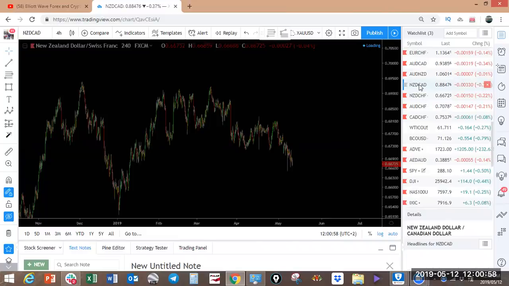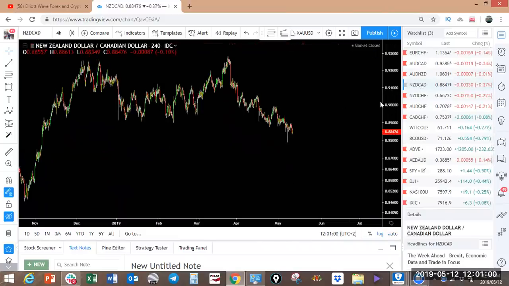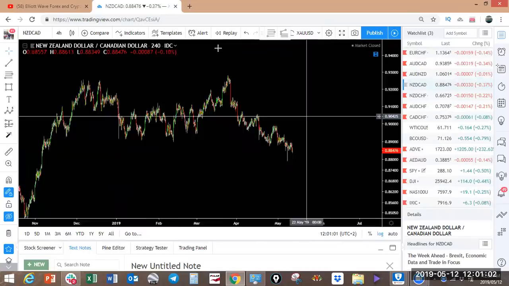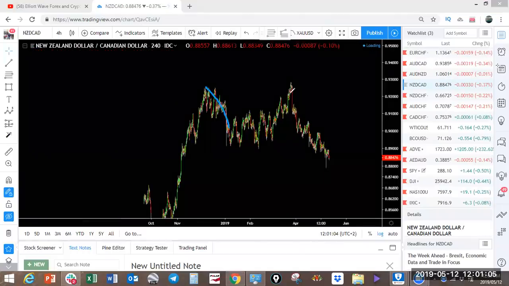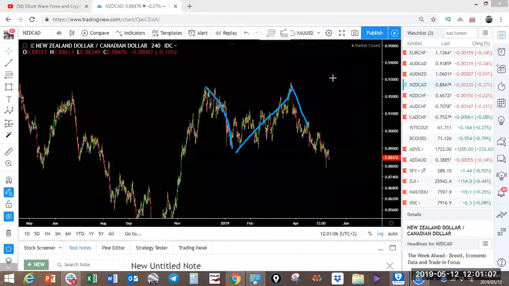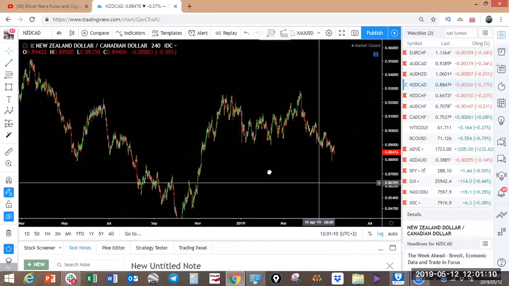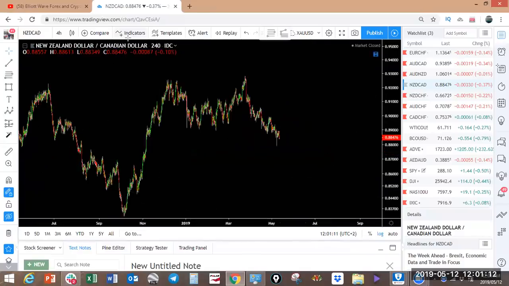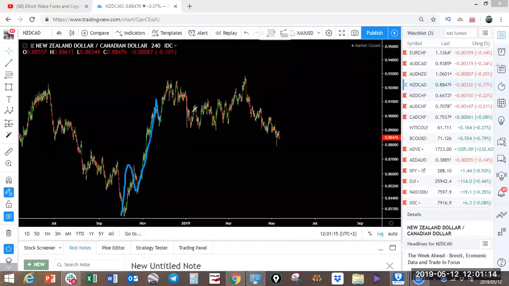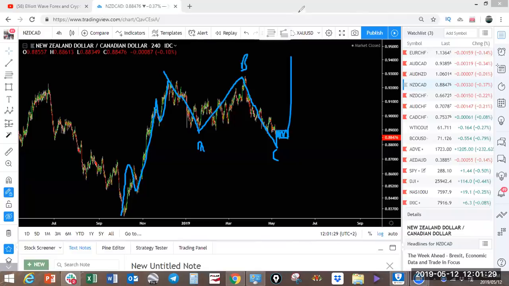New Zealand CAD. New Zealand CAD is making this structure. Yes, New Zealand CAD. 1, 2, 3. It started with a 5-wave move up. 1, 2, 3, 4, 5. You can see we've spoken about this 1, 2, 3, 4, 5 so many times. Now it's making the A and the B and the C in a regular flat structure. So we've got an impulsive move here. Let's see if this is going to play out. If it starts getting a corrective structure here, it's going to push higher.